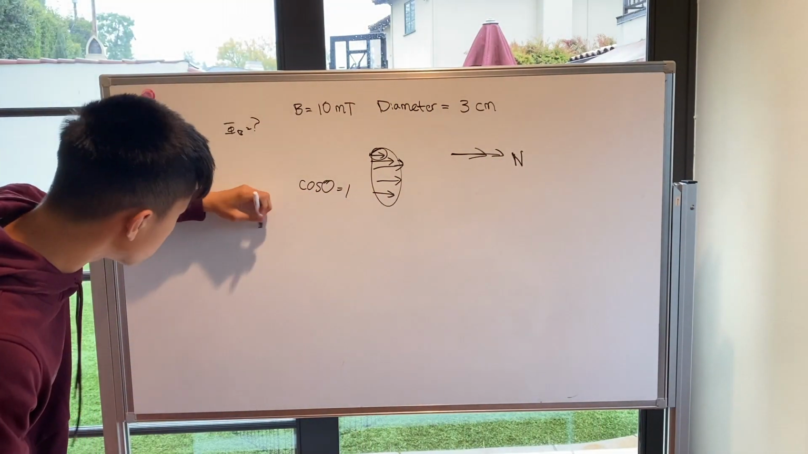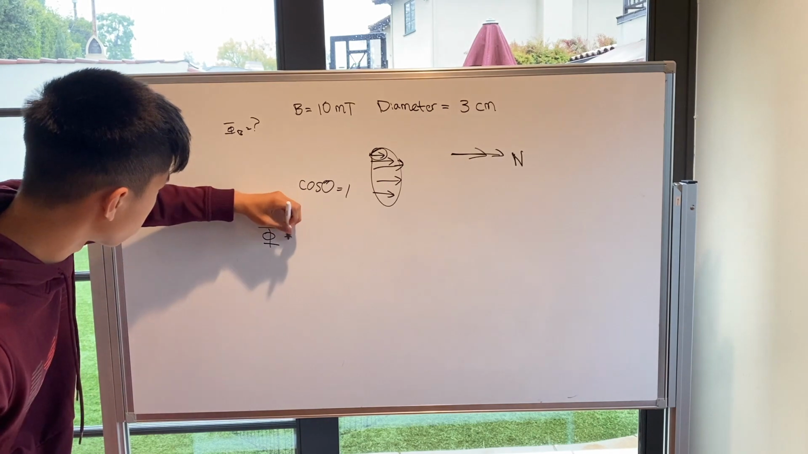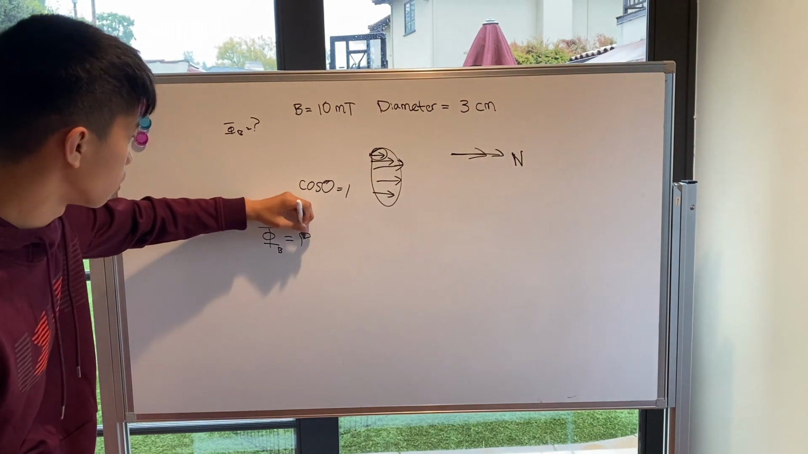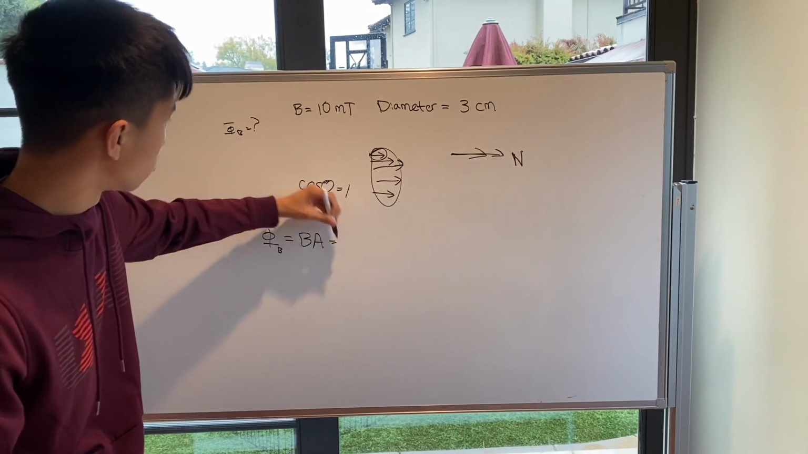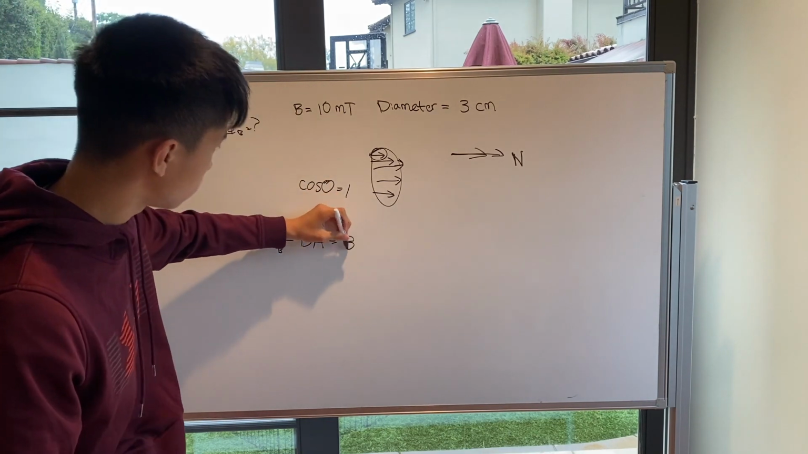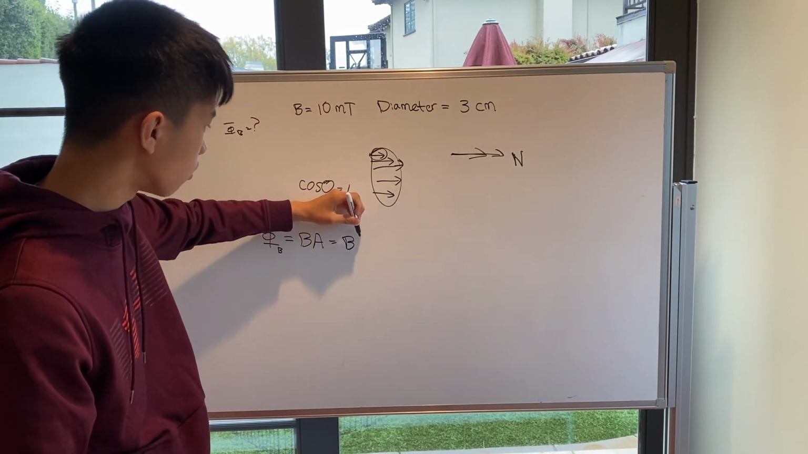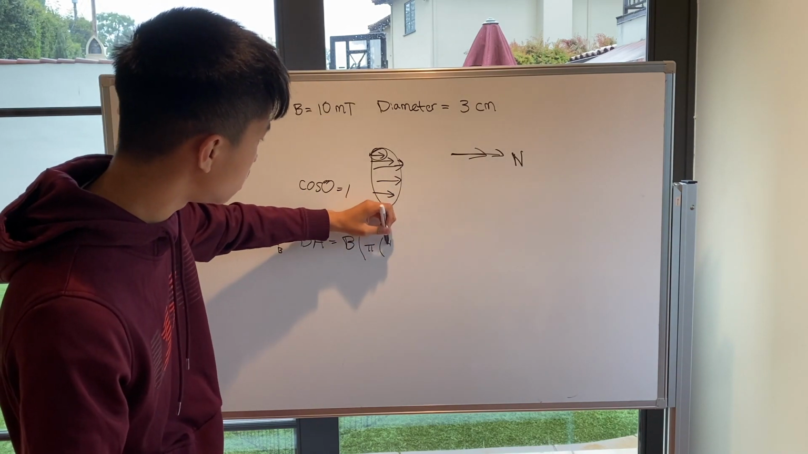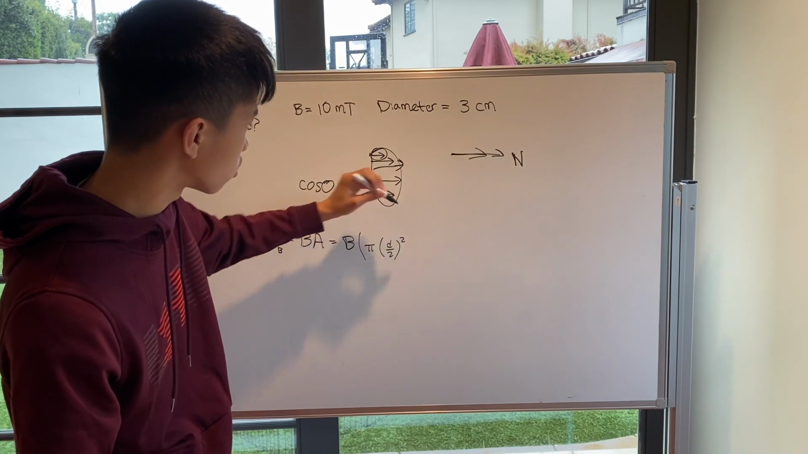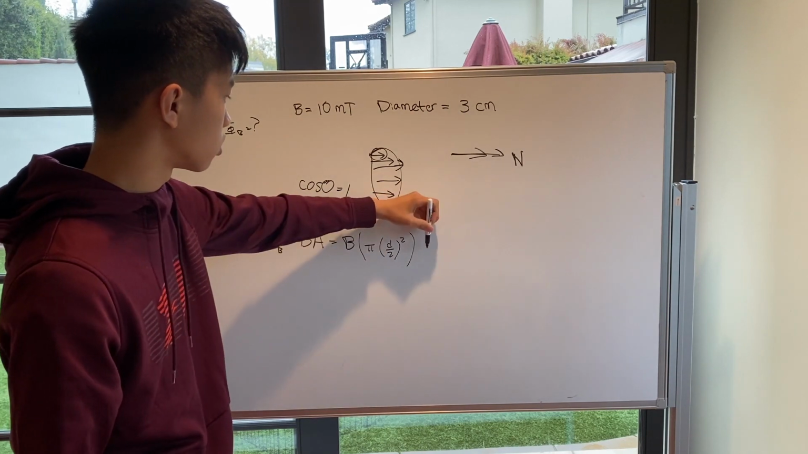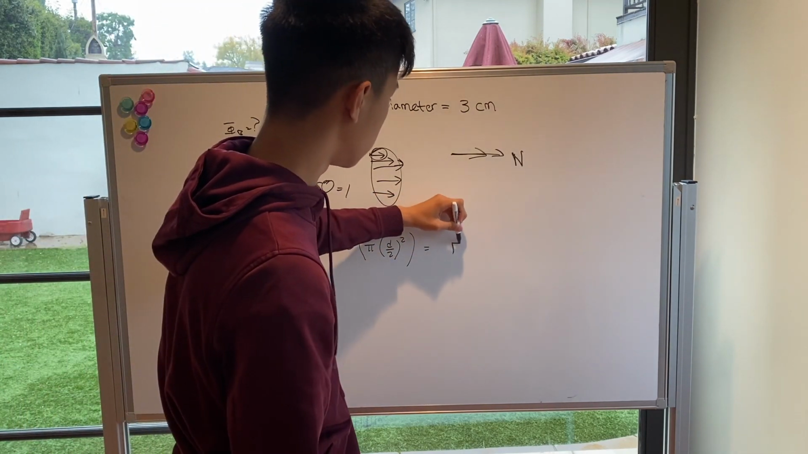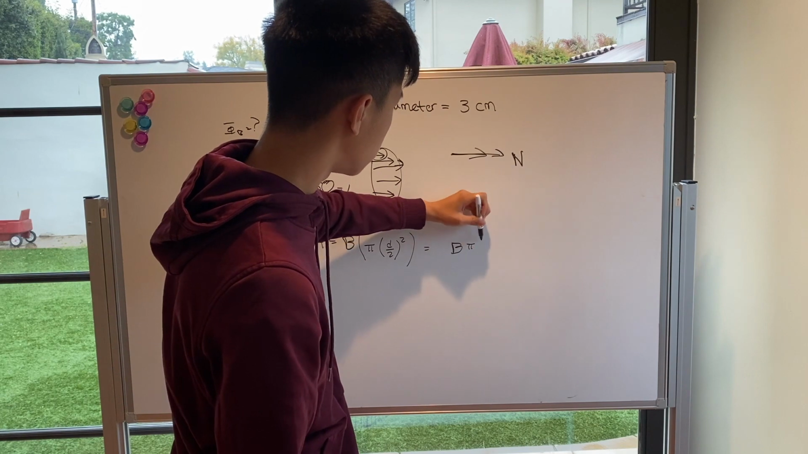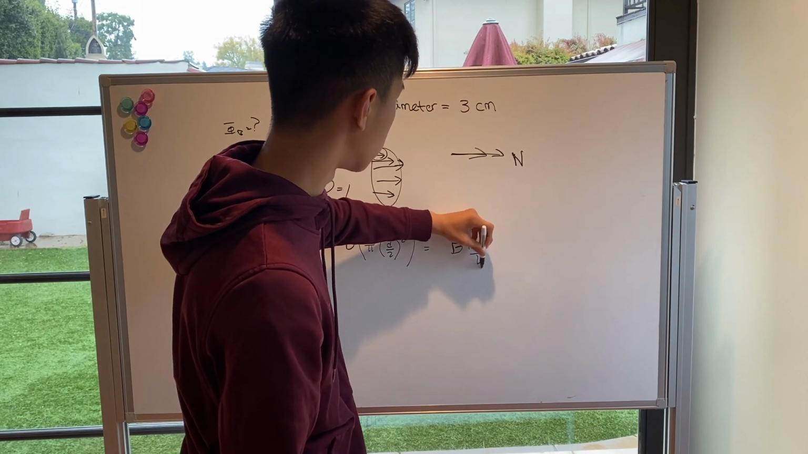So if we take that magnetic flux formula that we found earlier, the area of a circle is pi r squared, or pi d over 2 squared. So that's equal to B pi d squared over 4.